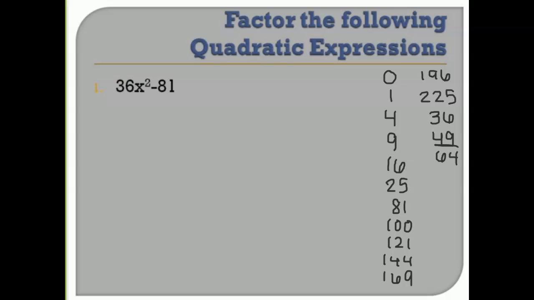Okay, 36x squared minus 81. 36 is a perfect square. It's 6. 81 is a perfect square. It's 9. So your perfect squares are 36 and 81. We have 1 positive, 1 negative, and then you fill in your perfect squares.